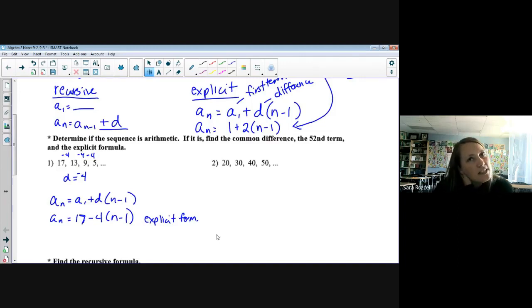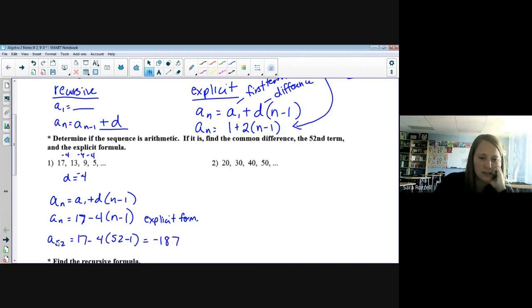And now if I want the 52nd term, all I do is plug in 52 for n. So I have my formula. I can find any term number I want. You just put that in the calculator. It's going to be some kind of negative number, right? Because it's decreasing by a lot. And I got negative 187. So this is the 52nd term. There's our explicit formula. Our common difference was negative 4.